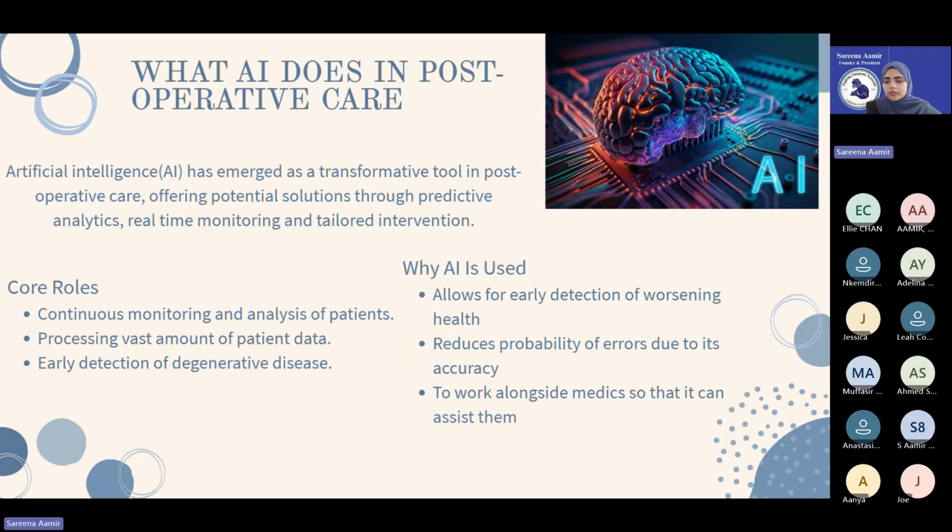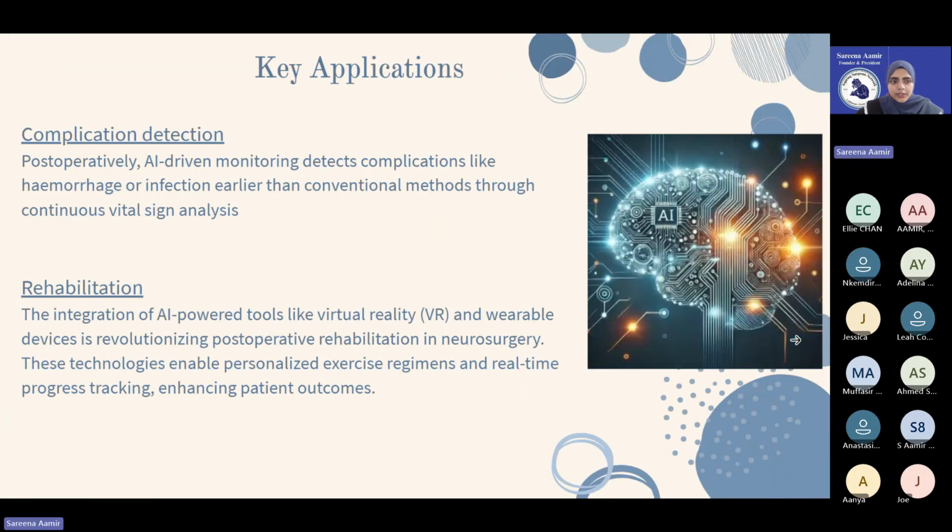And so it can reduce the probability of error due to its accuracy. Again, human error: using AI technology alongside human expertise will help reduce the probability of errors. And it can work alongside medics to assist them and make the process a bit more efficient. Key applications: complication detection.